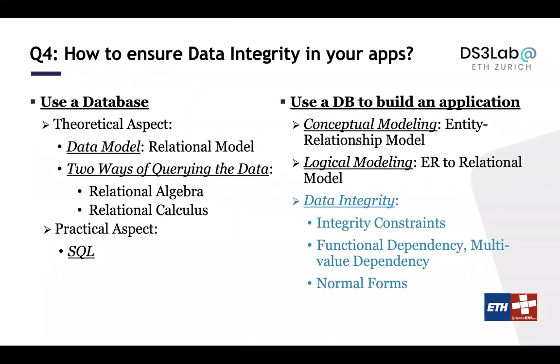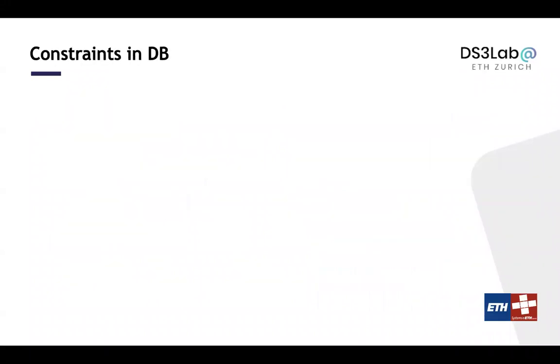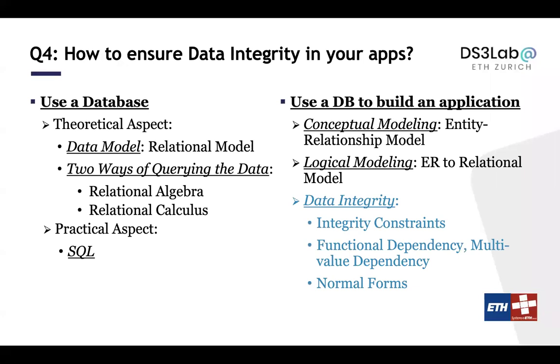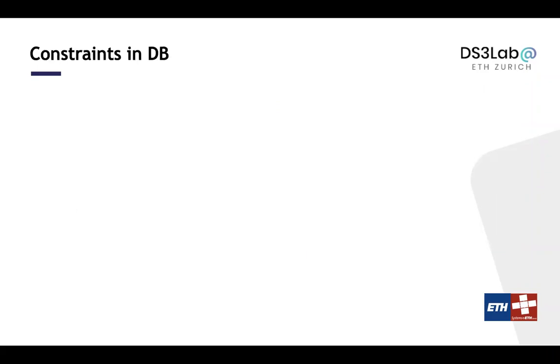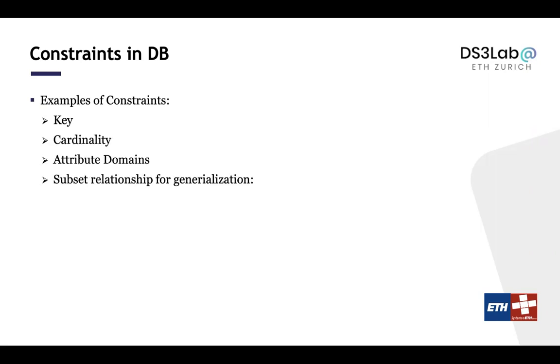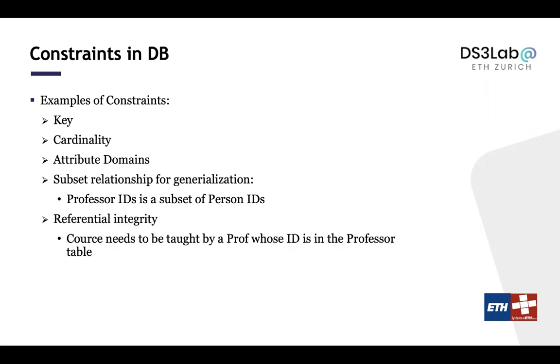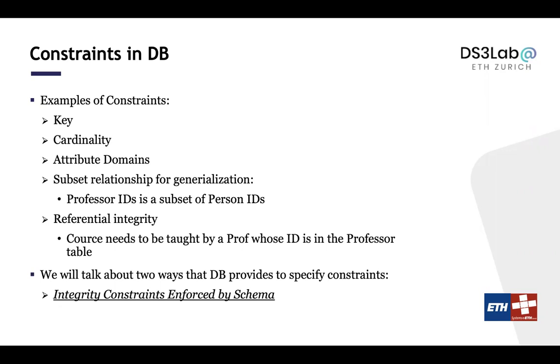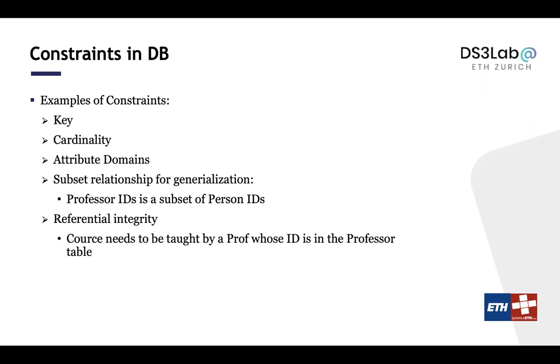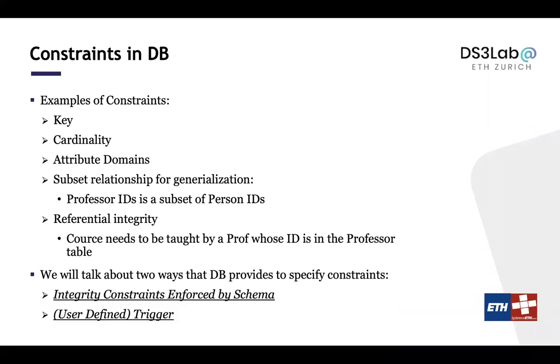So this is about logical modeling. And then we talk about so many different ways for you to enforce data integrity or enforce different properties of your design. The first thing is constraints, and there's a whole bunch of constraints that we talk about. There's a key constraint, a cardinality constraint, attribute domains, generalization, and referential integrity. So how to really enforce it in real-world database systems? You can do that via integrity constraints.